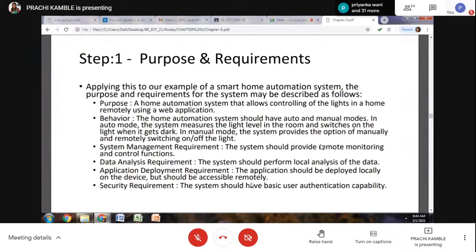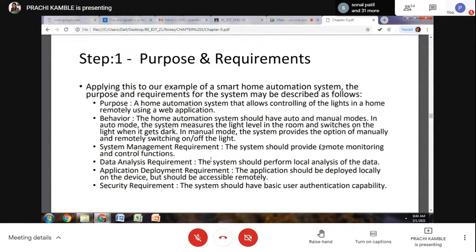Then let's see behavior. Behavior, the home automation system should have auto and manual mode. That is, you can operate it by both the modes. In auto mode, the system measures the light level in the room and switches on the light when it gets dark. And in manual mode, the system provides the options of manually and remotely switching on and off of the light. So this should be the behavior pattern of your device.